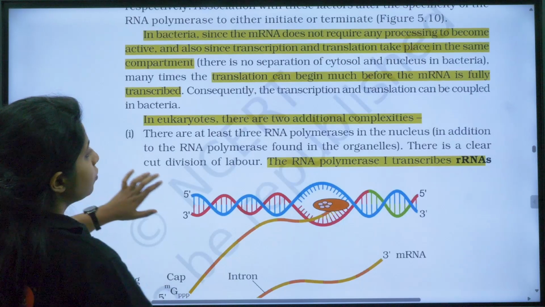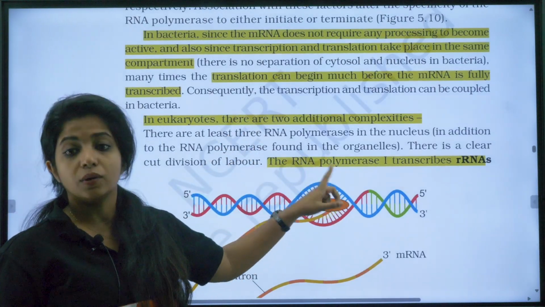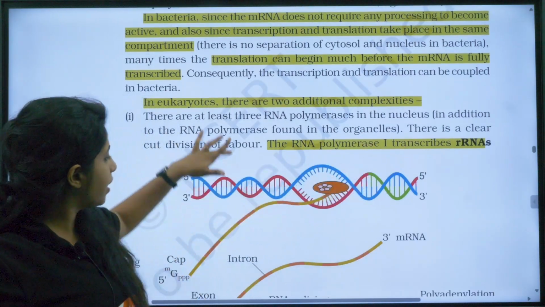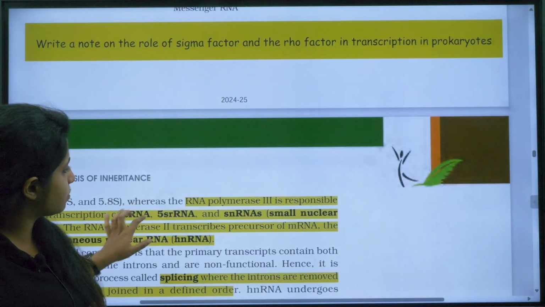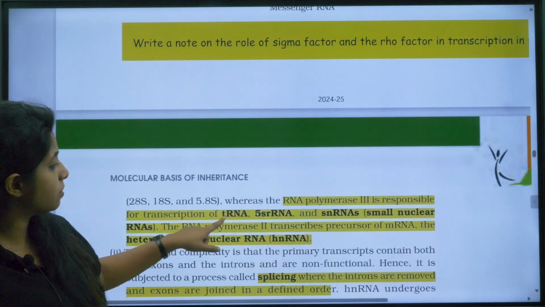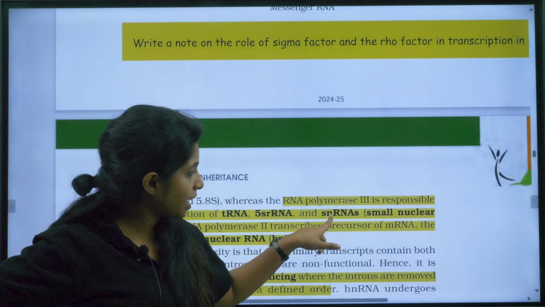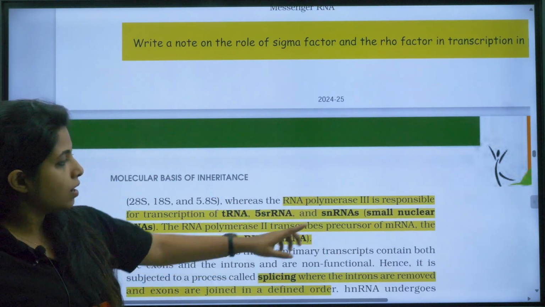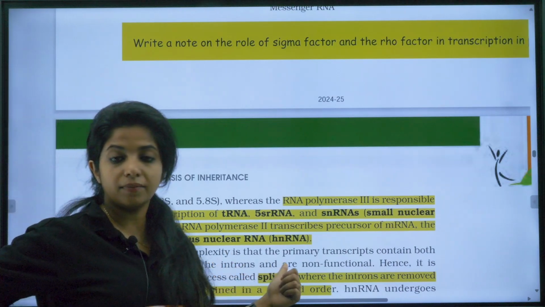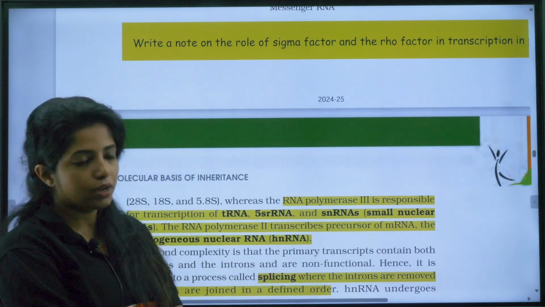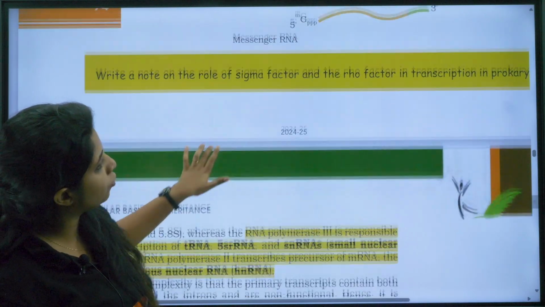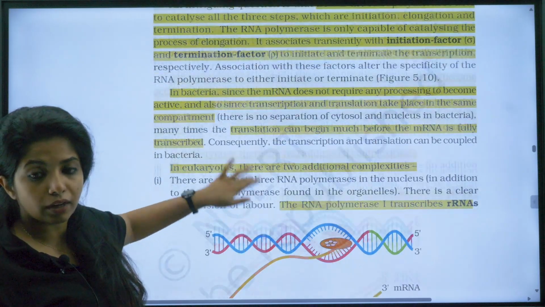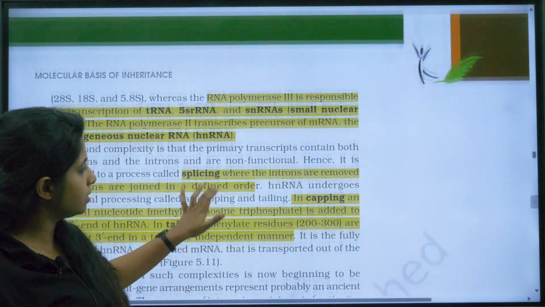Now over here, in eukaryotes, you have additional complexities, as I said. First is RNA polymerase. They are of different types. You have RNA polymerase 1 that transcribes rRNA. Please remember what type of RNA each transcribes. RNA polymerase 3 is responsible for transcription of tRNA, 5S rRNA, and snRNA. RNA polymerase 2 is responsible for hnRNA and also mRNA. Very much important. So write a note on the role of sigma factor and rho factor. The sigma factor is your initiation factor, and the rho factor is the termination factor. So you should know their role. Only when it comes and binds, that's when things would happen.